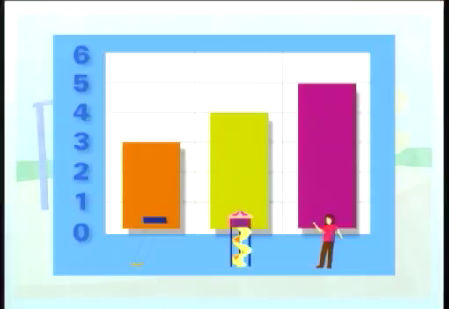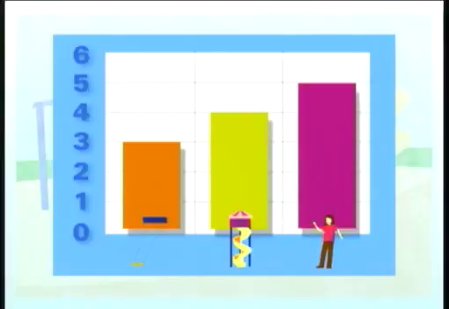The tallest bar is for friends. There are more friends than swings or slides. What are there the least of in the park? Looking at the graph, we can quickly see that the smallest bar is the swings. So the swings are what we have the least of at the park. With a bar graph, we don't have to count again.